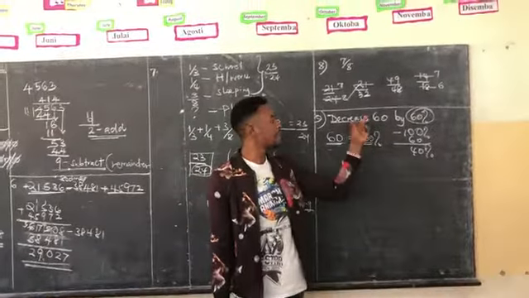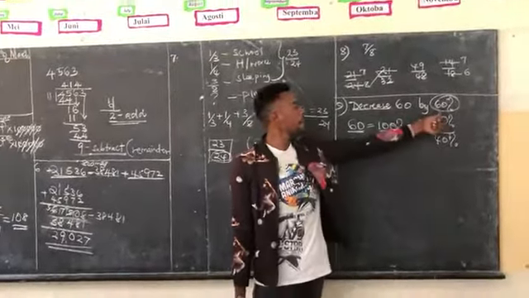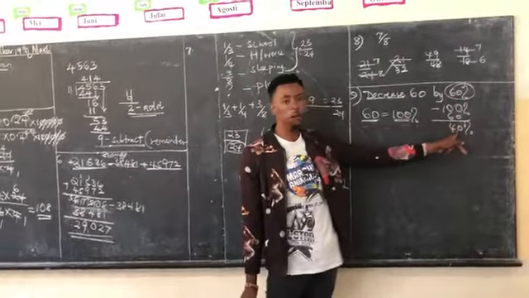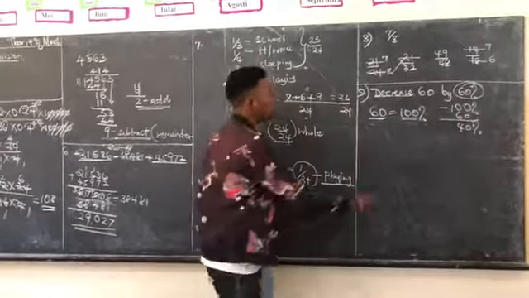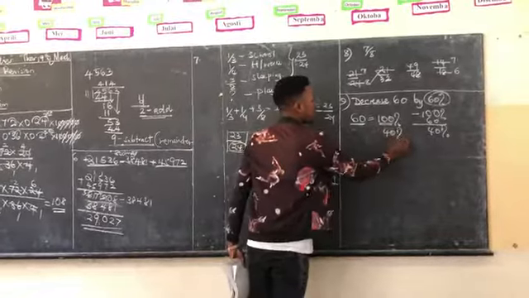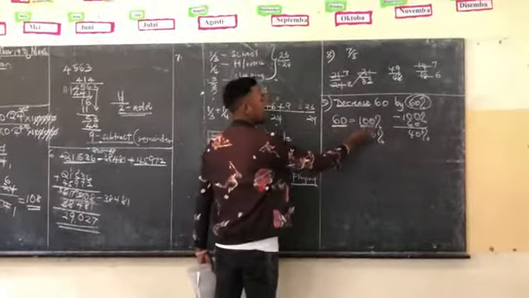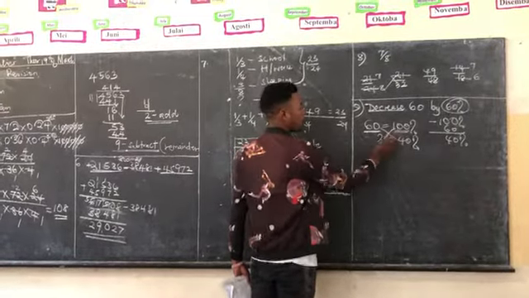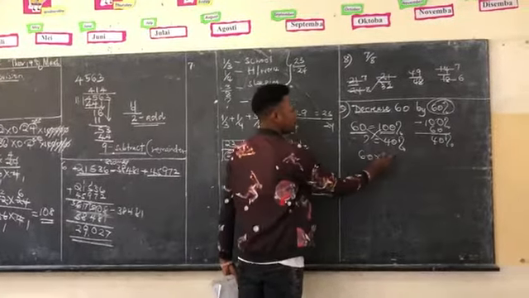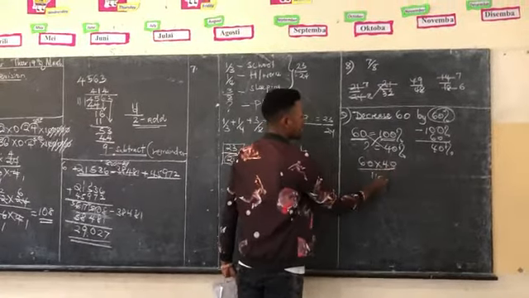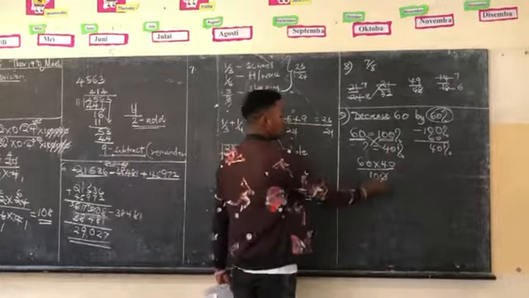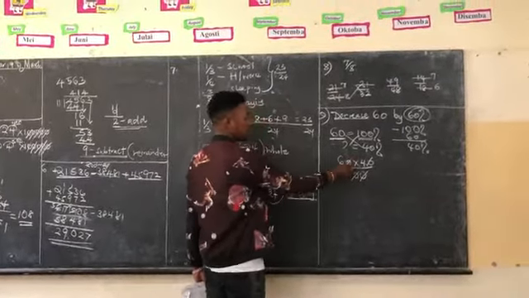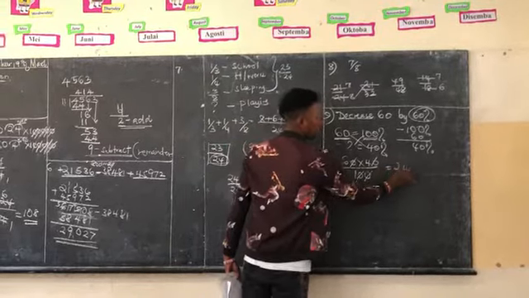When you decrease, that means you're subtracting 60%, so the new percentage will be 40. If 60 is 100%, what about 40%? What will be the new amount? That is 60 times 40 over 100. We are cross multiplying. So the zeros cancel, and that gives you 24.